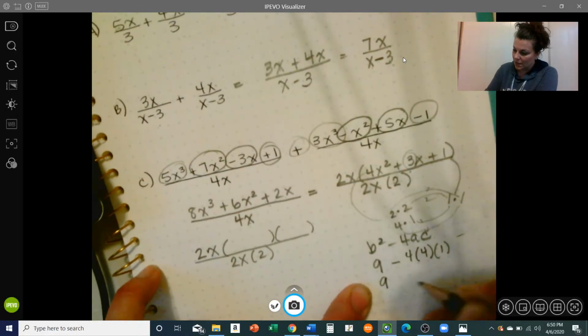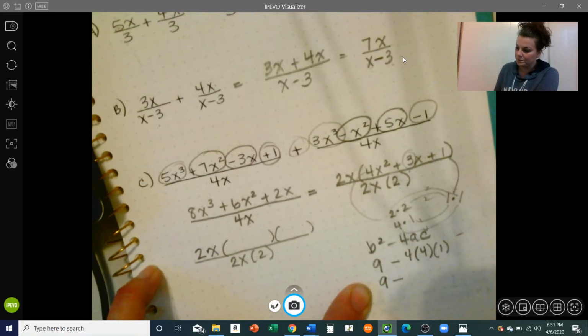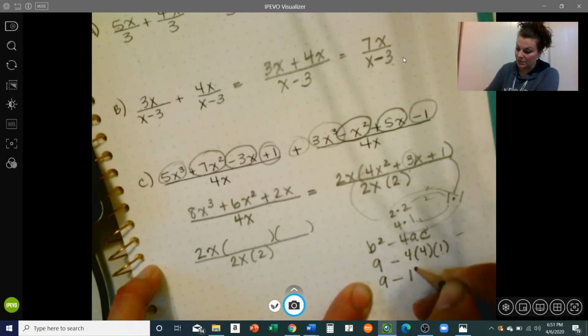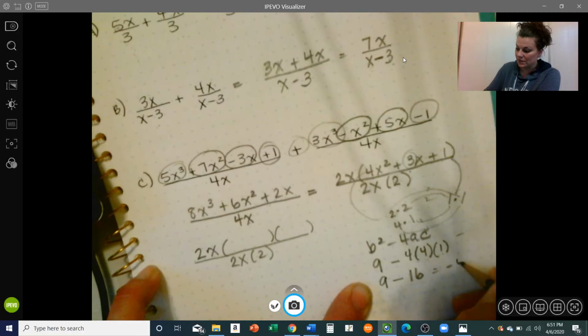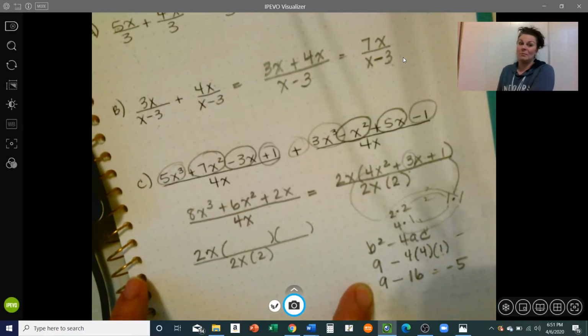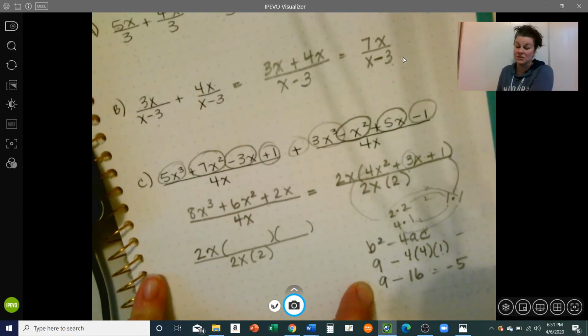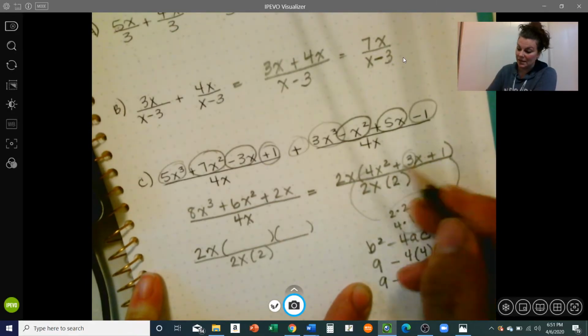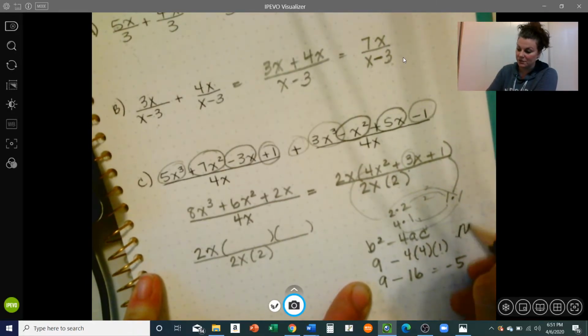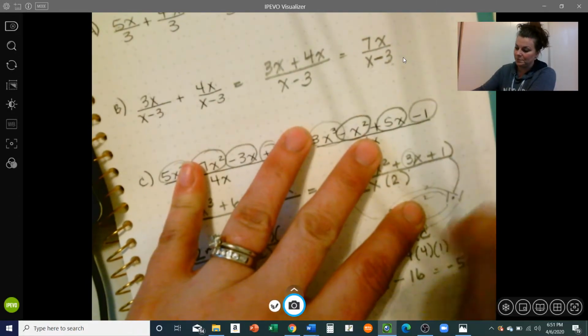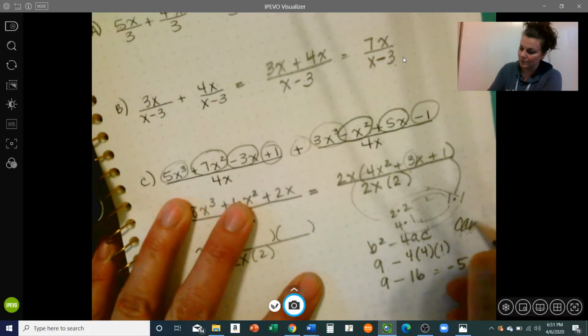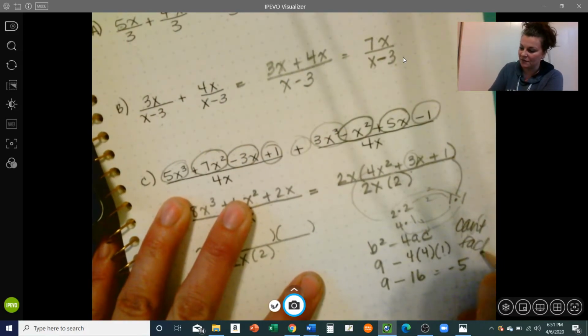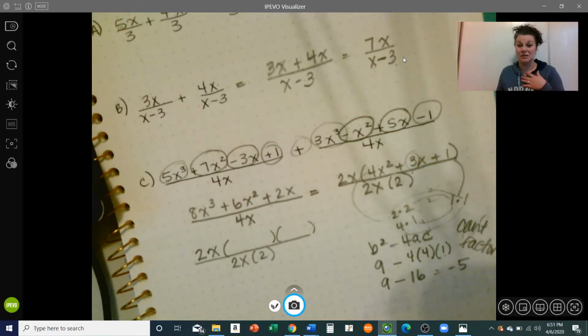So this is 9 minus 4 times 4 is 16, times 1 is 16, so that's negative 5. That's not positive, it's not a perfect square, so that means that I can't factor. It's unfactorable. So that means I'm going to leave it.